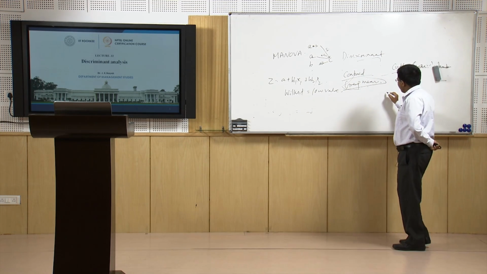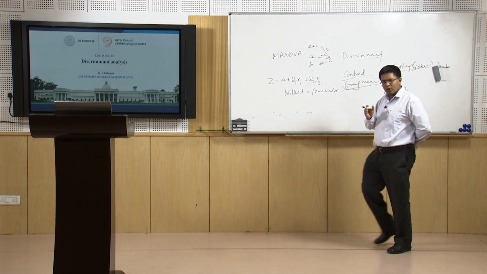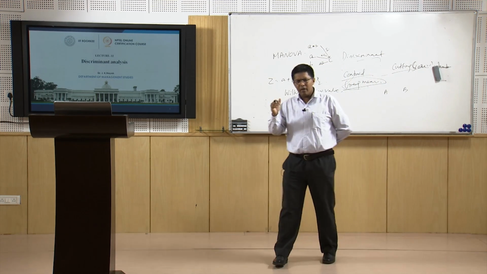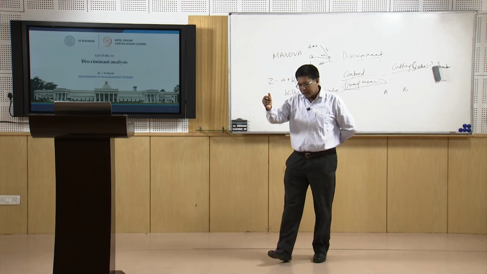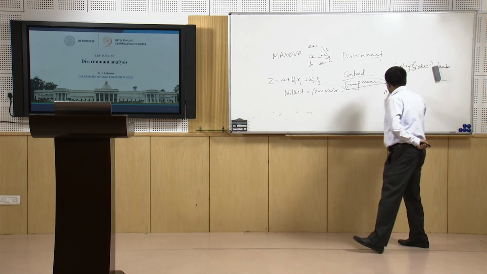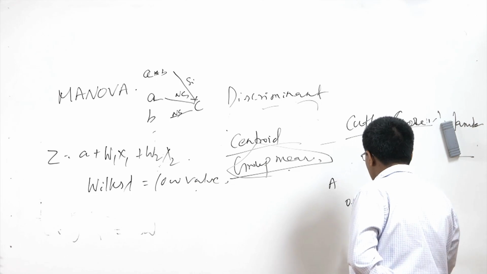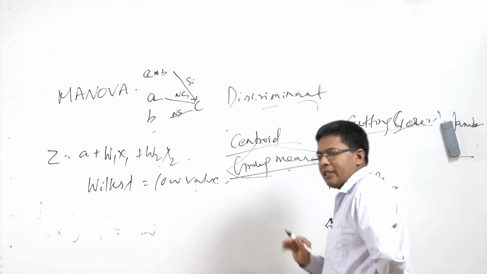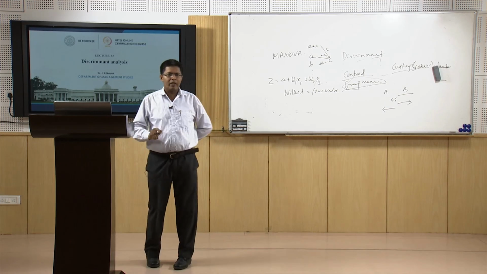Now, to fall into group A or group B, there has to be a kind of score. Let us say the particular cutting score is 0.5. If it is less than 0.5, it is in this group, and if it is more than 0.5, it is in the other group. Okay. Now, how you find this cutting score is a very important parameter.